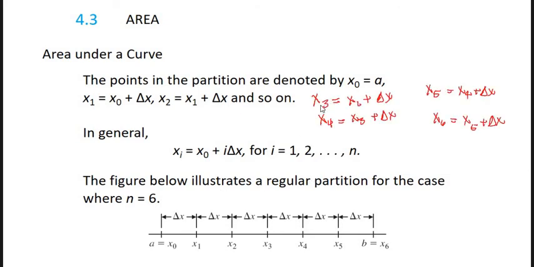And if you keep going, you will have x3 is equal to x2 plus delta x. x4 is x3 plus delta x. x5 is x4 plus delta x. x6 is x5 plus delta x. In general, xi is going to be always the original one plus i delta x.